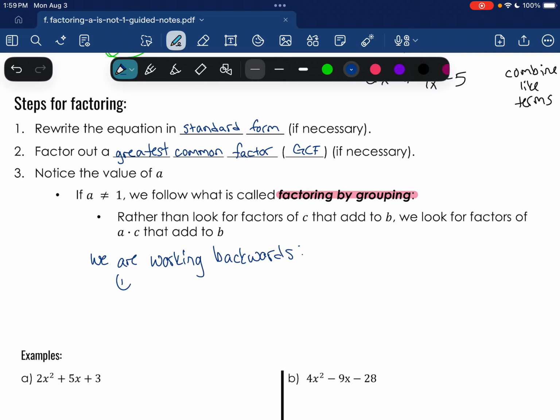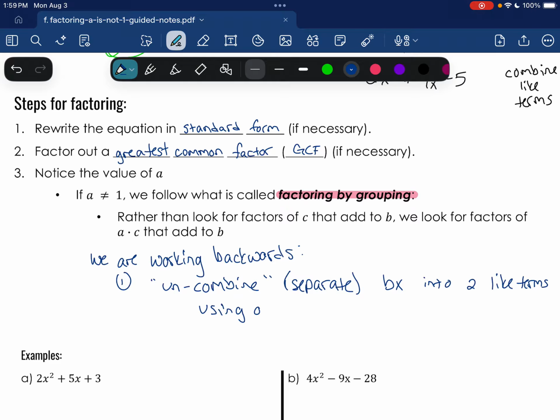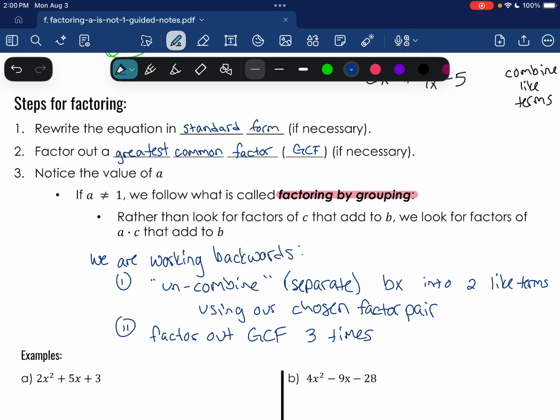So first things first is we're going to uncombine. I do literally write uncombine because it makes me laugh, and that's what we're doing, right? AKA separate bx into two like terms using our chosen factor pair. All right, then what's going to happen is we are going to factor out a GCF three times. The last one's going to be a whole binomial GCF. It's super, super big.